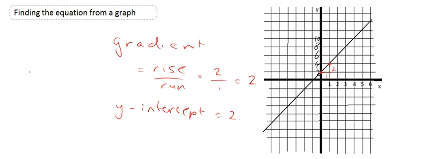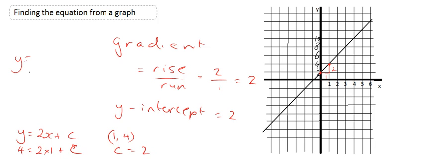Okay? So if I don't know what my y-intercept is, I'm going to have to use the fact that I know y equals 2x plus this number I don't know, and then substitute a coordinate in, say 1. So x is 1, y is 4, and go 4 equals 2 times 1 plus c, and work out that c equals 2. Now at that point I can write that my equation is y equals 2x plus 2, and I'm done.